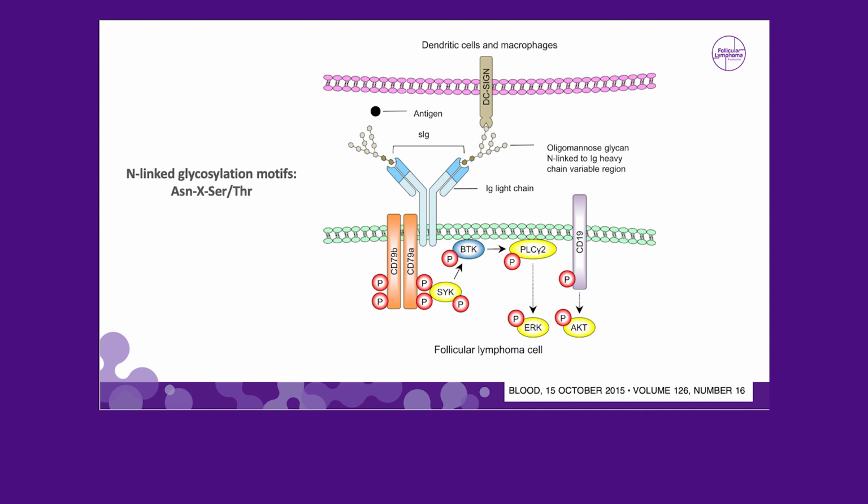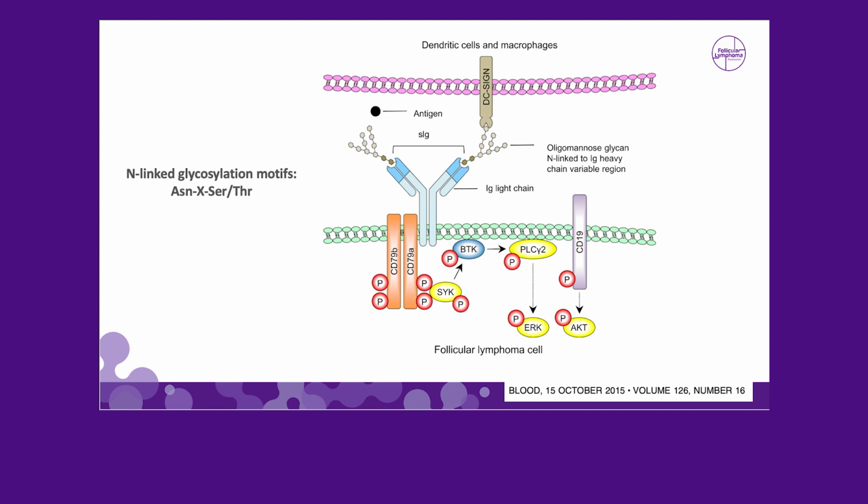So here is the surface immunoglobulin. This is the variable region. Due to the somatic hypermutation, we now have the motifs for glycosylation, which are asparagine, X, serine or threonine. So there is the addition of oligomannose here. And oligomannose binds a surface molecule known as DC-SIGN, which is expressed on the surface of macrophages and dendritic cells.